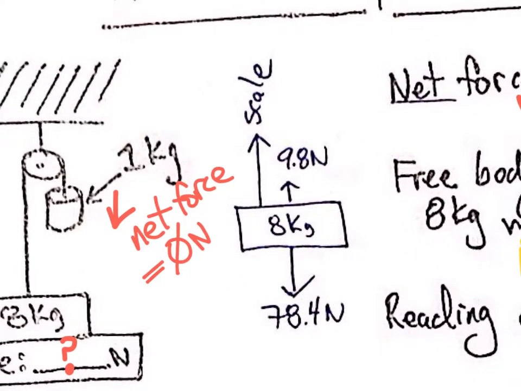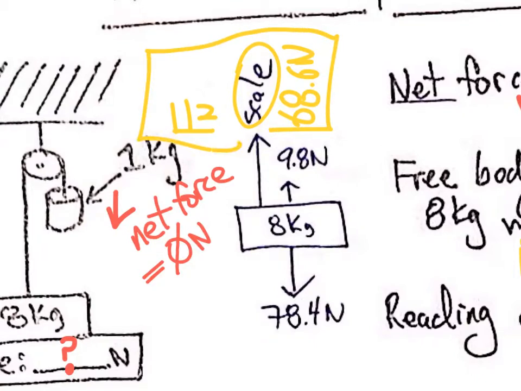All right. So we know that the net force acting on it is 0, since it's not moving. And if there's 78.4 newtons downward and 9.8 newtons upward, we know that the difference between the two is going to have to be this, which is the reading on the scale, which is also F sub n, the normal force. So what was that? 68.6 newtons.